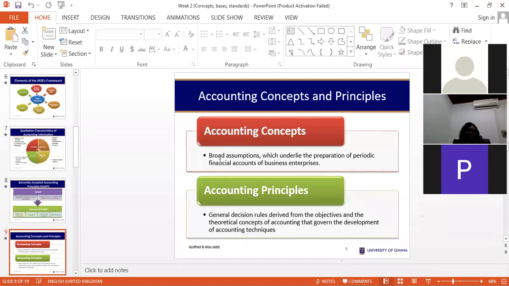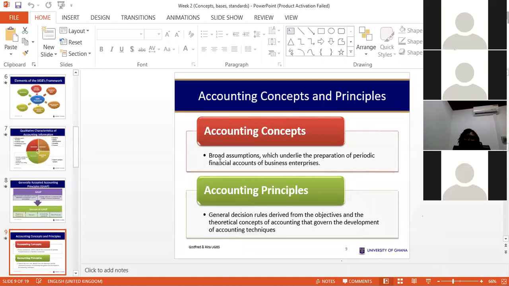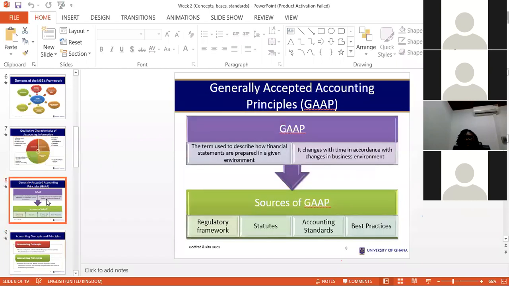Yes, Anthony. Madam, please, with the accounting principles, I want to know the body of individuals who are responsible for formulating these principles for the accountant to follow. So it is the international body. One of them, the body, is known as the International Accounting Standards Board.